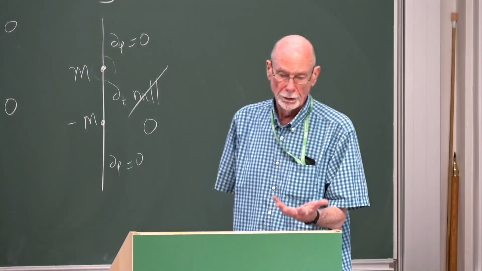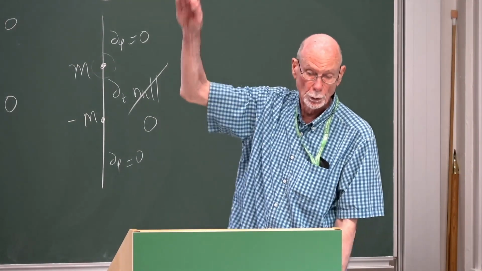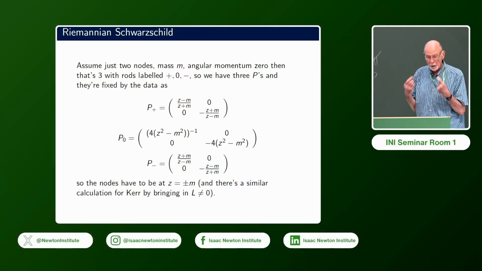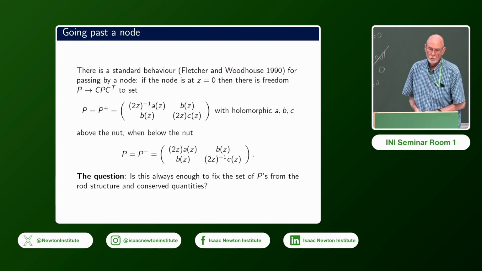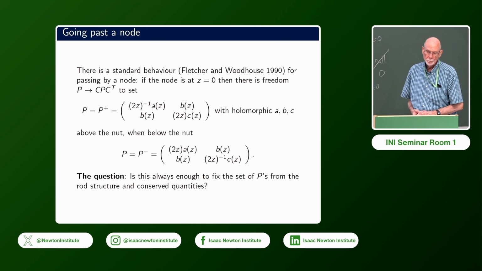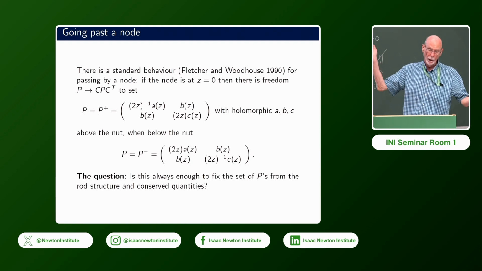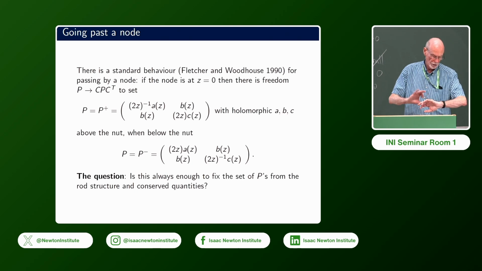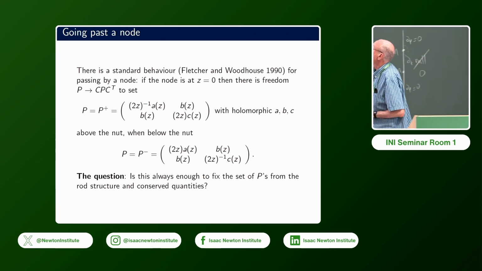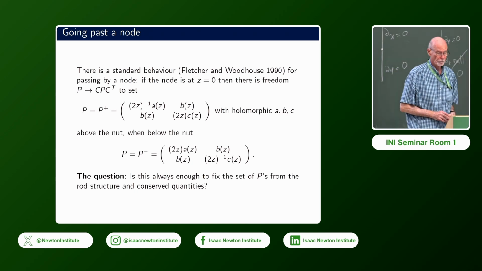As the singularity structure changes as you go by, how do you code that? And the answer is, and this is in Fletcher's thesis, suppose it's at z equals 0, then P is going to blow up there, but you can always modify it with a similarity transformation so that only the top left term is singular.